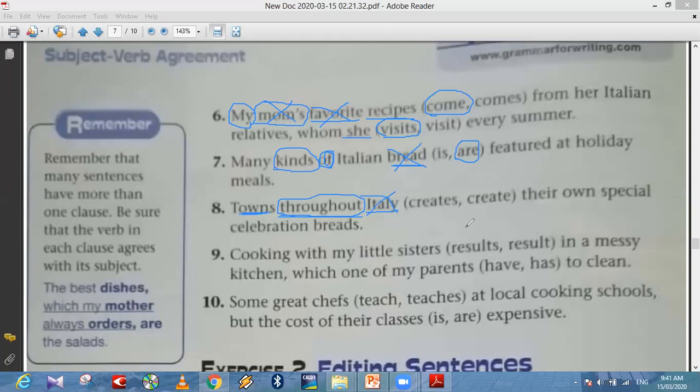So the correct answer is create or creates? Without S. Yes, without S. We use the verb plus S if the subject is singular. Thanks a lot, Sarim. Another one. Please, if you answer it, lower your hand.